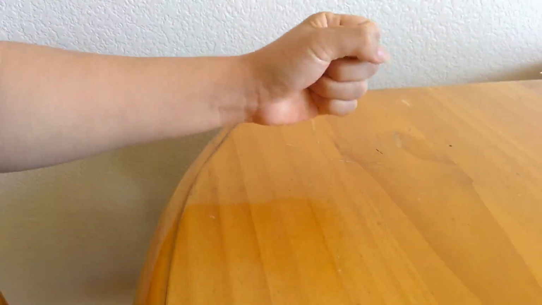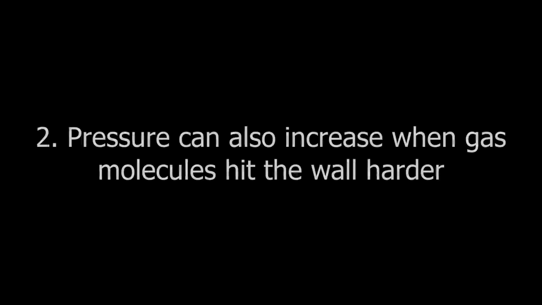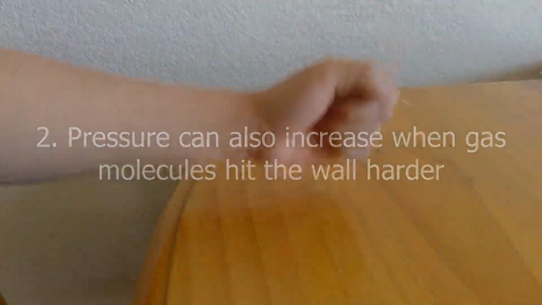Number one, when you increase pressure, there are more collisions over an area. To represent this, here is a video of my hands. My hands are representing the molecules, and the surface of the table is representing a specific area. I can demonstrate the number of collisions increasing by using both hands to hit the table or by hitting the table more frequently. Pressure can also increase when gas molecules hit the wall harder. I can represent this by making my hands move faster before they hit the table. When they do that, they hit the table with more pressure.